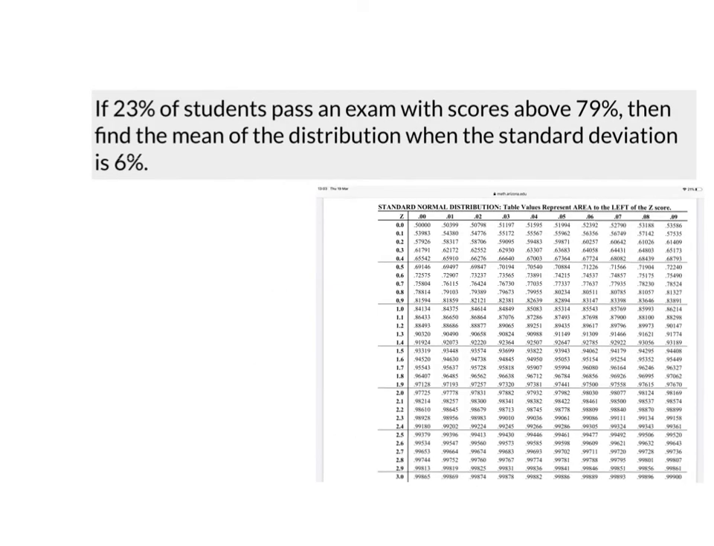So the question is, if 23% of students pass an exam, let's just have a look at our normal curve here. We know it goes up and comes down. So we're looking at 23%. It's probably a bit more over this way. There's 23%. So we know that this area here is 23%. So therefore the area to the left is going to be 77%.